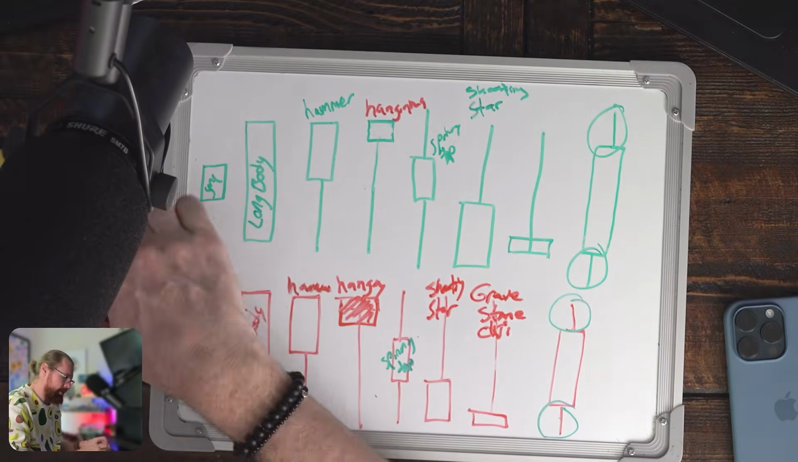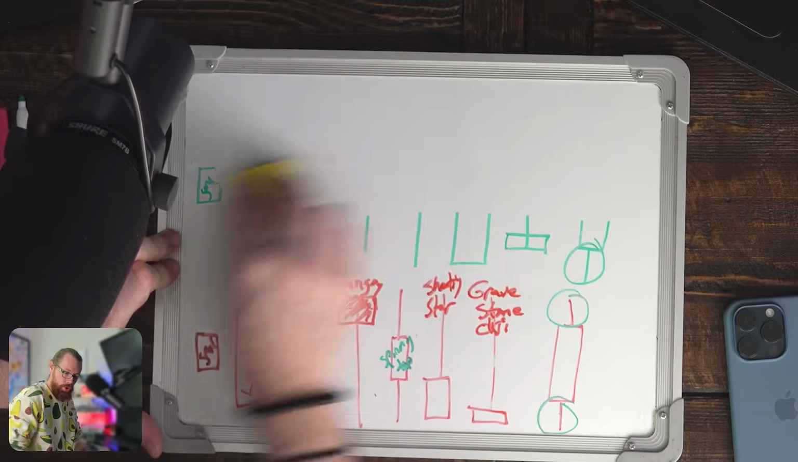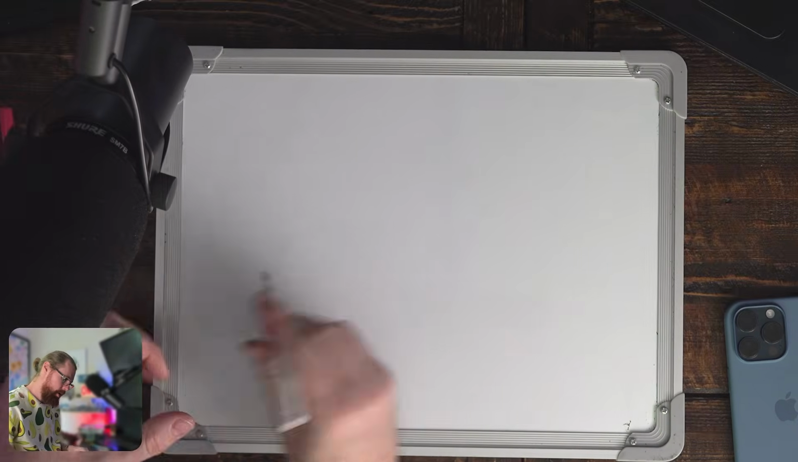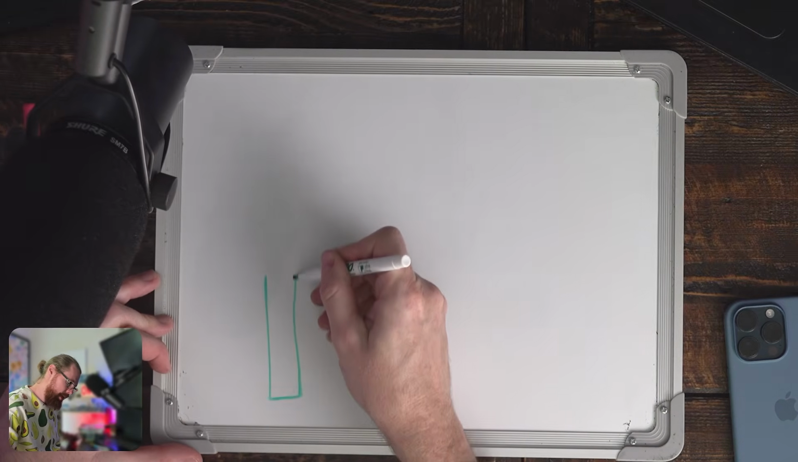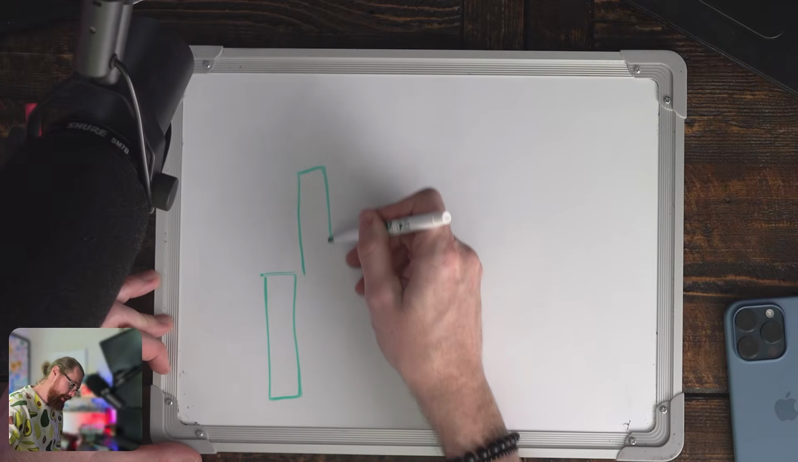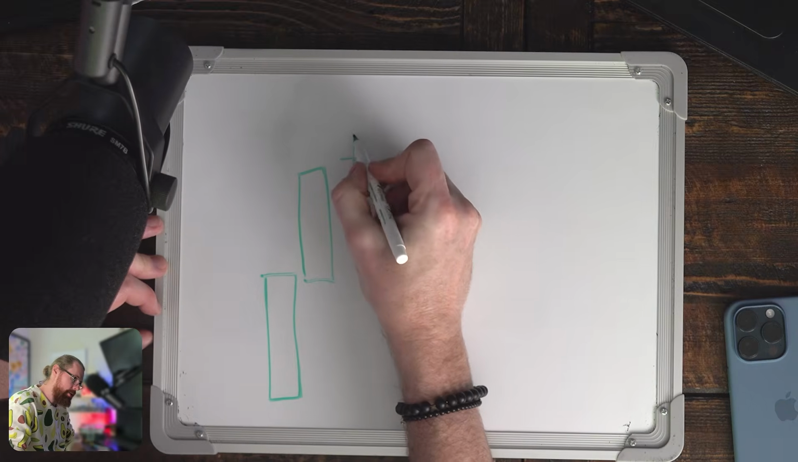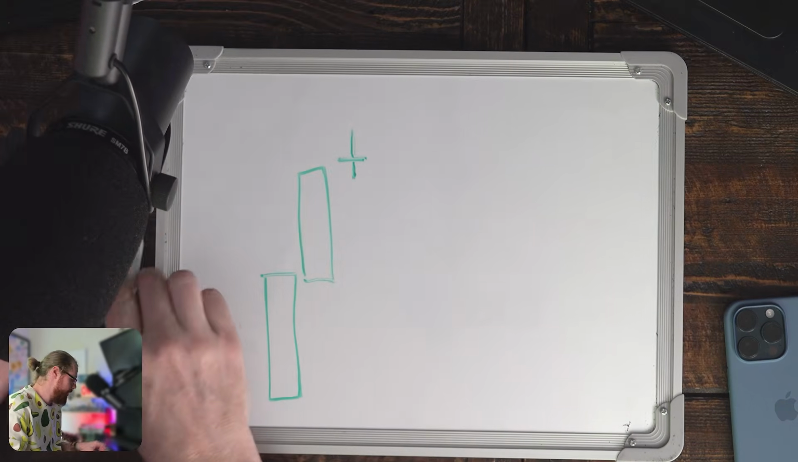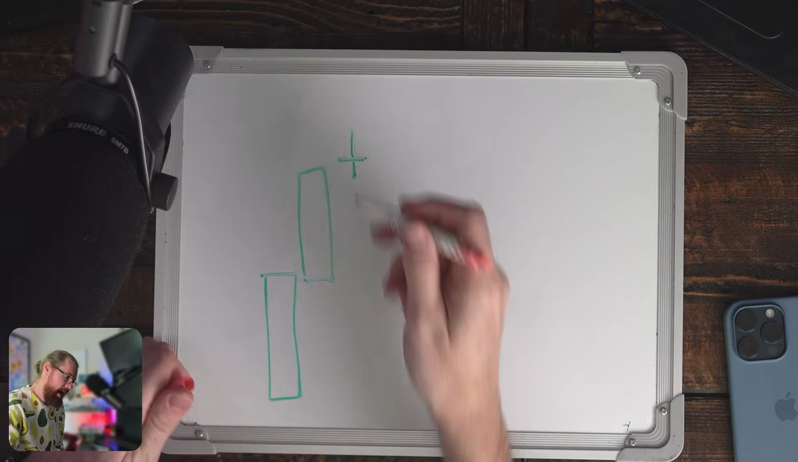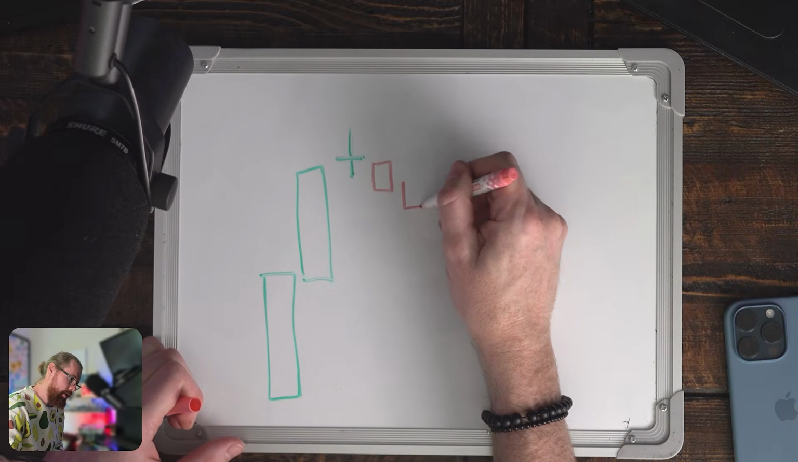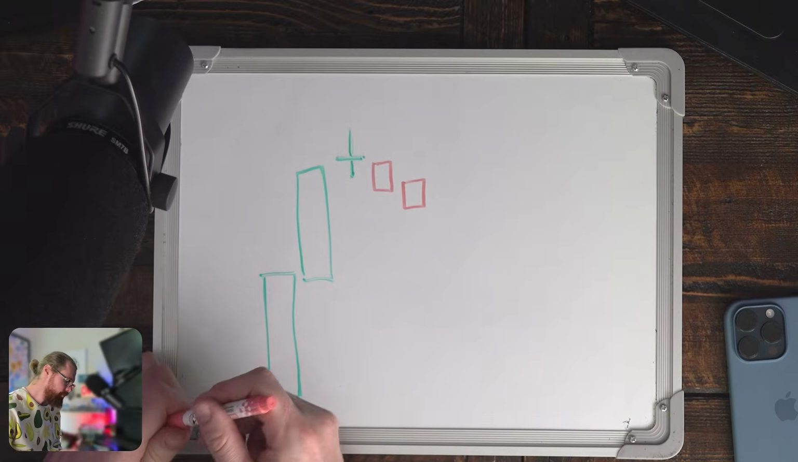Let's go ahead on this side and draw this a little bit larger so you can see it more clearly. Okay, so we had the breaking news. We had candle number 1. We had candle number 2. Again, don't need to count it. And then we have this candle here that pulled back and another candle here that pulled back.